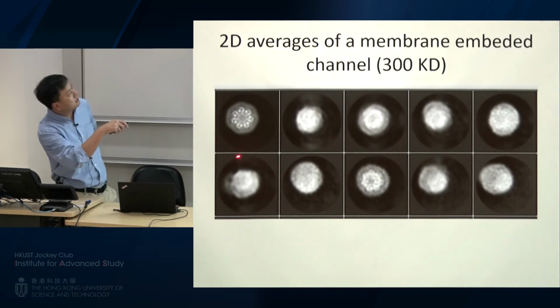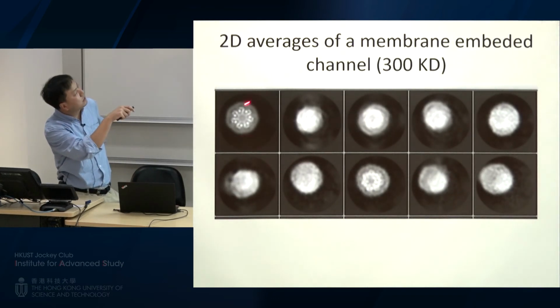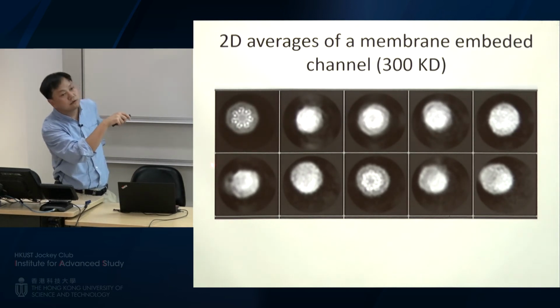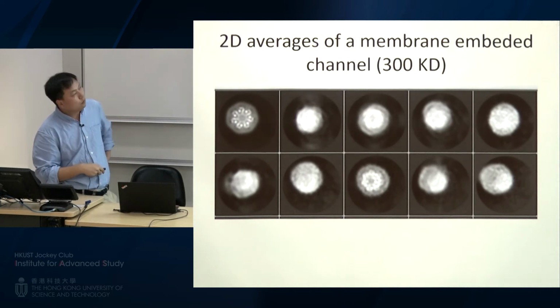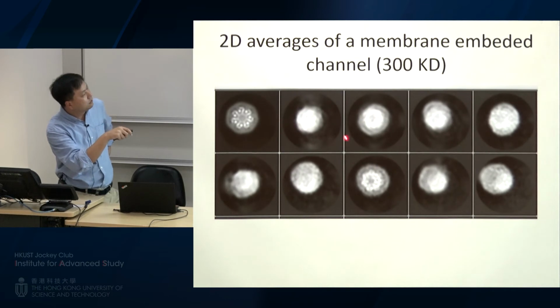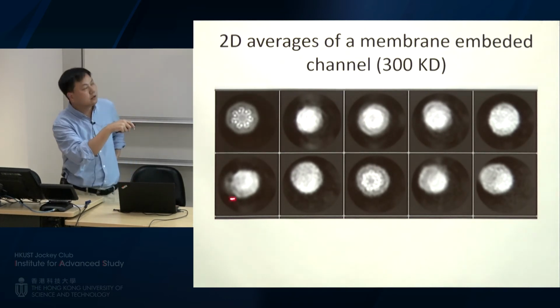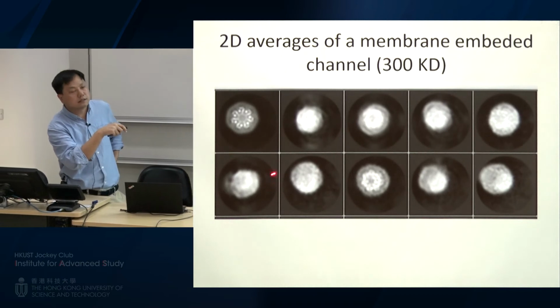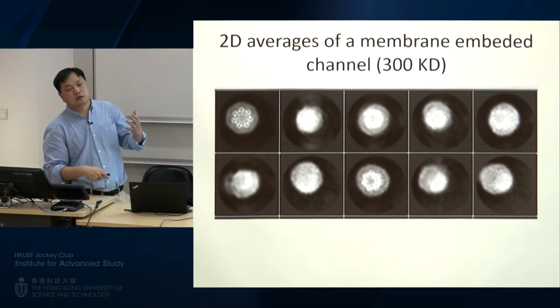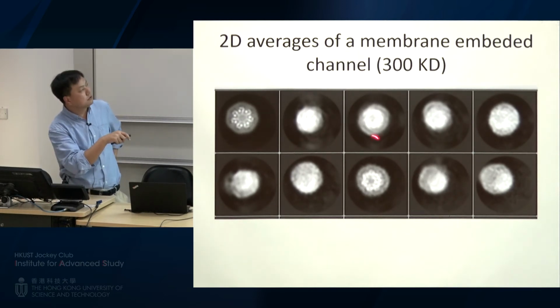One extreme sample is like this. What you are looking at is a very small membrane protein. It's around 300 kilodalton. It's actually 1/10 the size of the ribosome. Especially, it's totally embedded in a detergent molecule. So what you are looking at is the 2D average of the images collected under similar conditions. For this kind of particle, you will see no high resolution features on those 2D images. That means the alignment accuracy is not good.